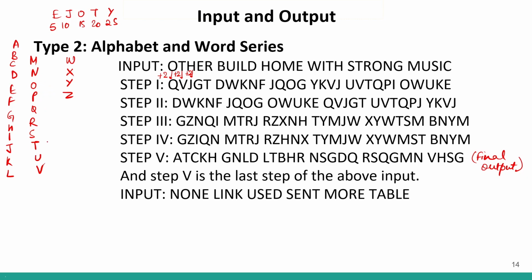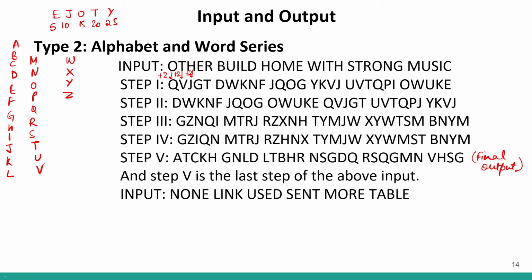From T to V is +2. Similarly, let us check for H to J. H to J is +2. E to G is +2. R to T is also +2. Similarly, if I look at build, B to D is +2. U to W is +2. Correct? I to K is +2. So we are moving 2 positions ahead.